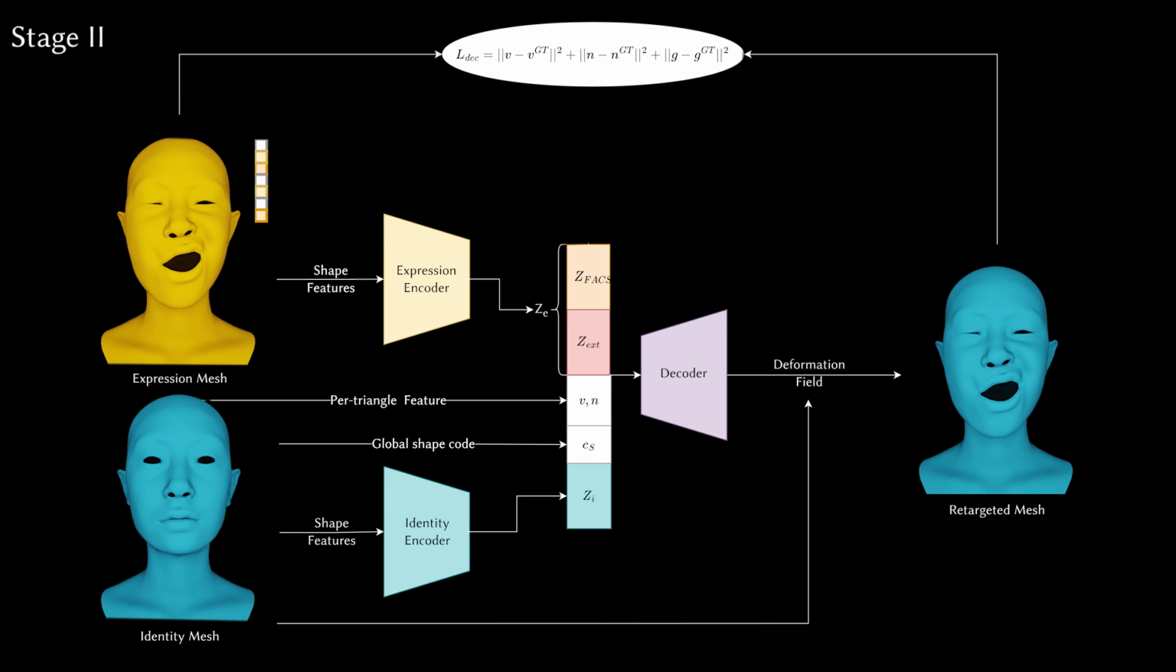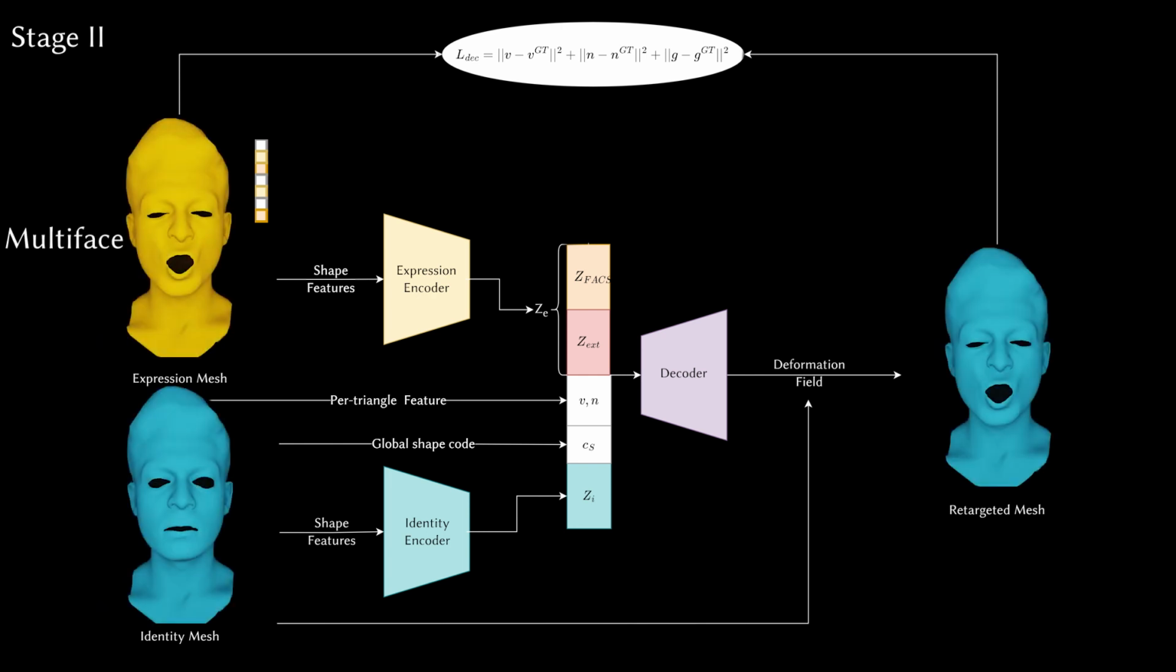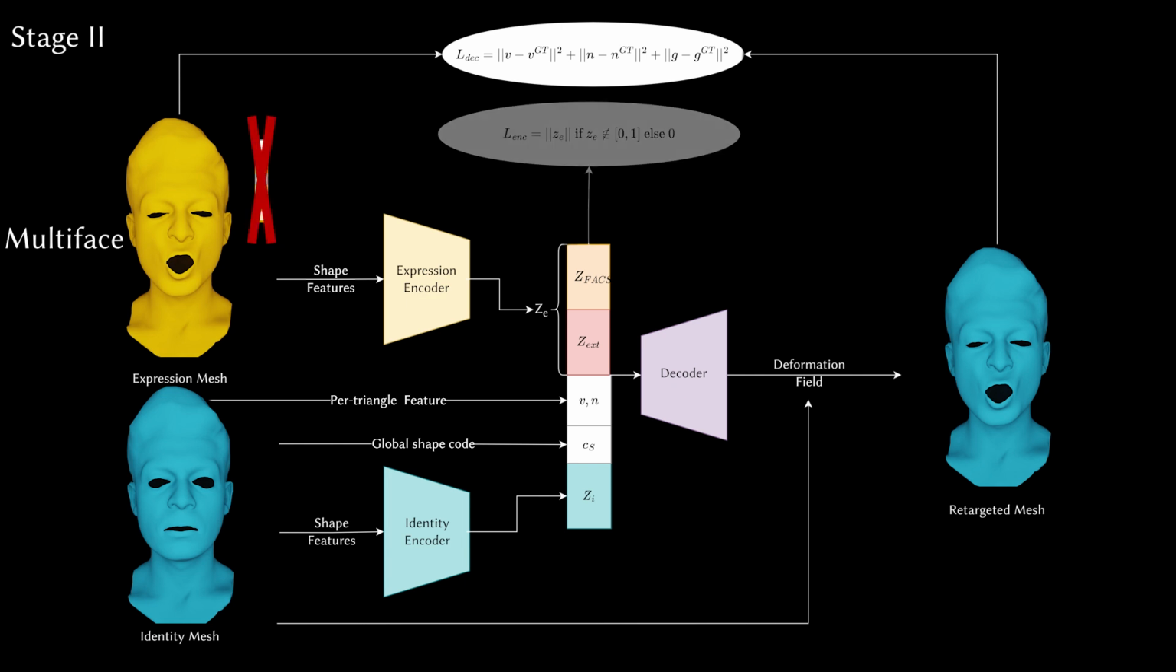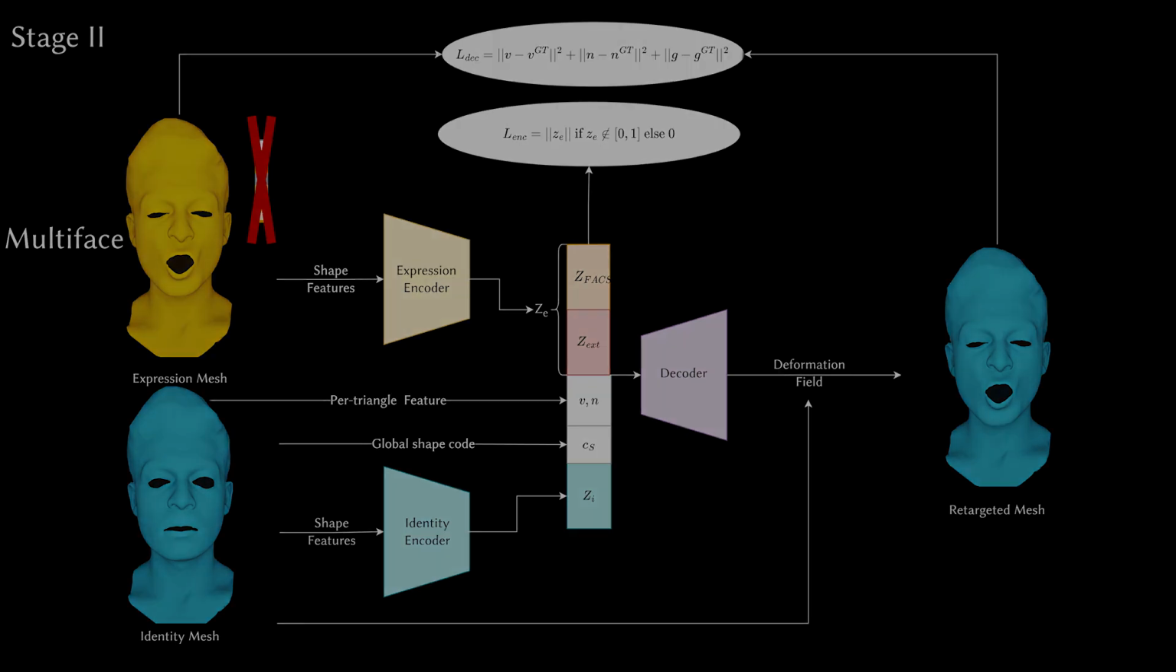At the second stage, we train on both ICT datasets and multiface in order to capture fine-grained details from real scans. We use the same loss for the ICT datasets. For multiface, since we do not have the ground truth expression code, we simply regularize the expression code to stay between 0 and 1.